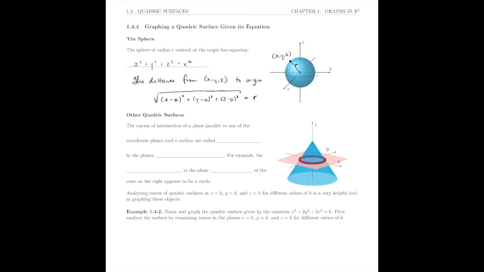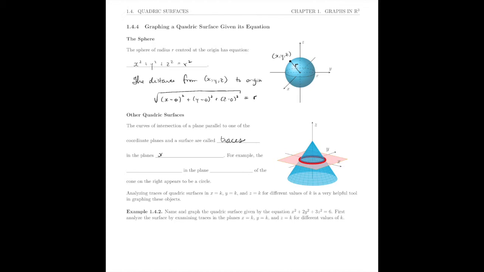Other quadric surfaces are a little bit more involved. And so we're going to first learn about a tool that will help us identify and sketch these quadric surfaces. We're going to look here at the curves of intersection with a plane that is parallel to one of the coordinate planes, like what we have in the diagram on the right, which is parallel to the xy plane. We can have planes parallel to the yz plane and planes parallel to the xz plane. If we look at cross sections or intersections of these planes with any surface, the curves that result in the cross section are called traces.